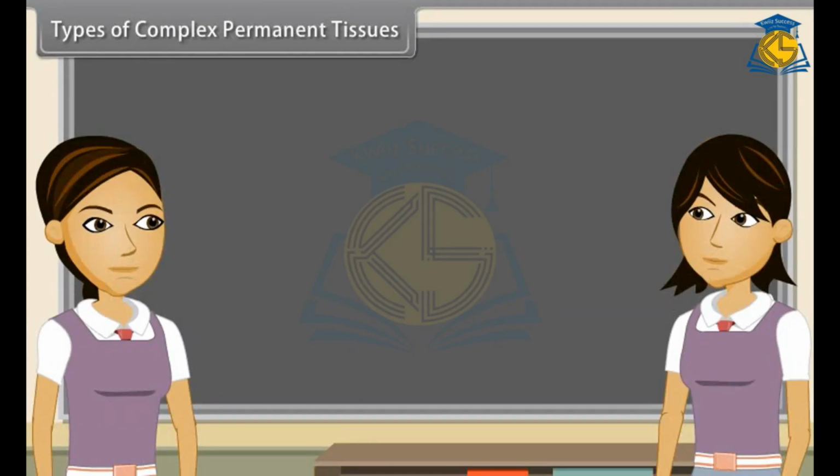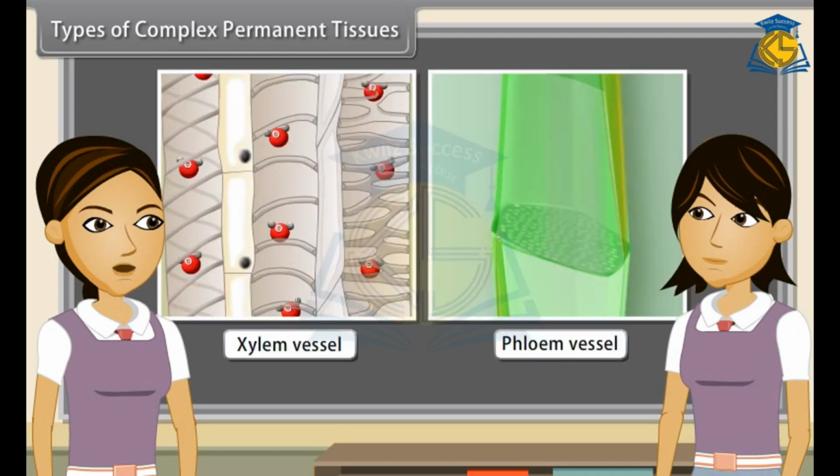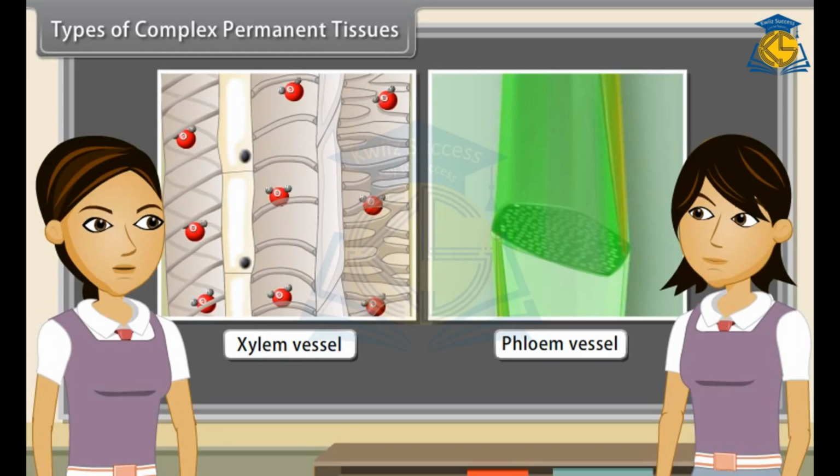Types of complex permanent tissues. Complex tissues are made of more than one type of cells. All these cells coordinate to perform a common function. On the basis of nature of cells, complex permanent tissues are of two types, xylem and phloem.